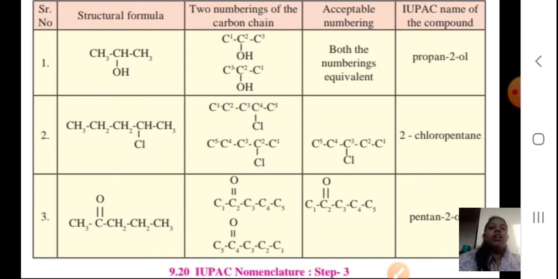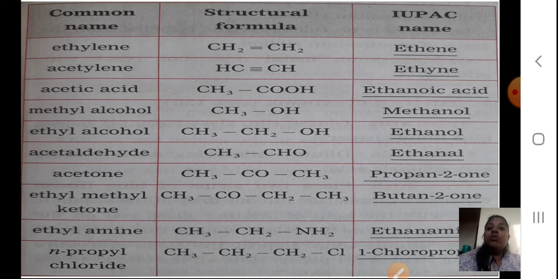Okay, students, now I told you to study those tables properly. This is one more table which is given in your text. Seeing this video, complete that table. Ethylene, CH2 double bond CH2, IUPAC name ethene. Acetylene is the common name, CH triple bond CH, ethyne. Acetic acid, it is CH3COOH, it is ethanoic acid.